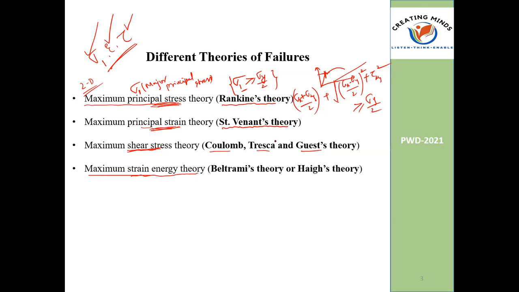So any doubts in strain energy? This is the energy stored in the material. Okay, we will discuss in detail, no problem. The next one, what is the next one? Distortion energy theory. See, this is very, very important. Maximum strain energy is also called Beltrami theory or Haigh's theory.